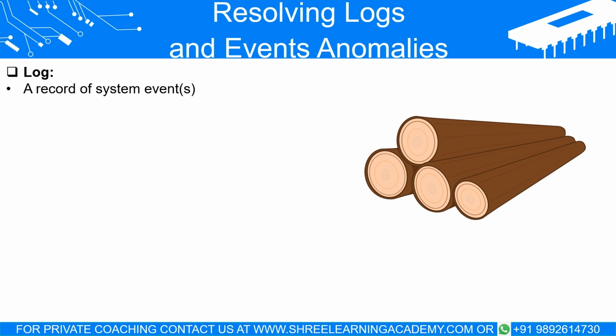To maintain security and operational integrity, every single event and user interaction is logged for reference. This means a log is a record of all the events that occur within a system. And when the system behaves in an unexpected or anomalous way, these logs become critical in diagnosing the problem and identifying potential security risks. Let's delve deeper into understanding and resolving anomalies in logs and events.